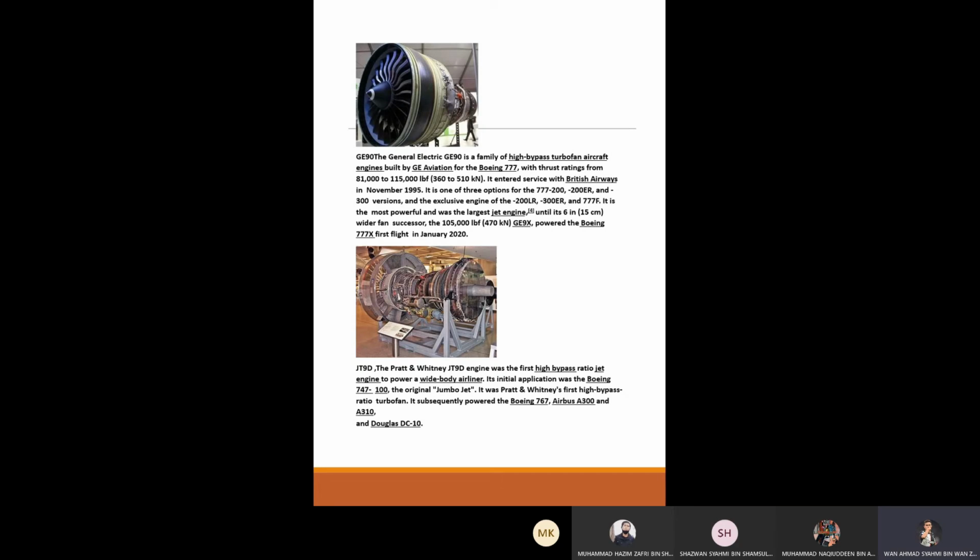Next is the JT9D. The Pratt and Whitney JT9D engine was the first high bypass ratio jet engine to power a wide-body airliner. It was Pratt and Whitney's first high bypass ratio turbofan. It subsequently powered the Boeing 767, Airbus A300 and A310 and Douglas DC-10.